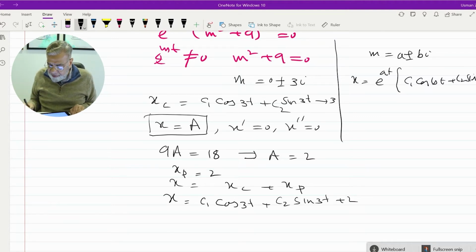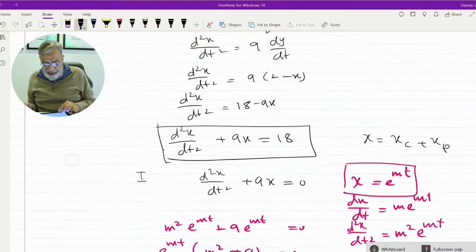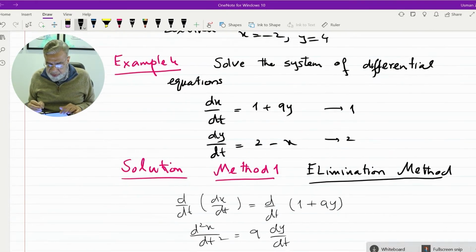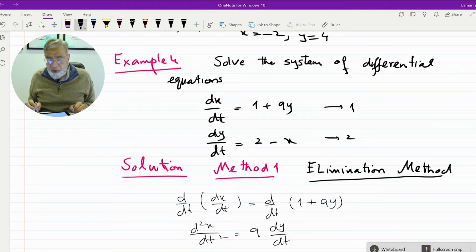So here I get number 4. Number 4 is my solution for x. I want to find the solution for y. I can repeat the whole of this as I get this equation after the elimination. So I eliminate and I get the equation for y. Similarly, I differentiate equation 2 with respect to t and get d2y by dt square is equal to minus dx by dt, and put the value of dx by dt. I will get the differential equation for y, and then I solve it in this way. I get the solution of that one. There I will get the two constants c1 and c2, and there I will get the constants c3 and c4.